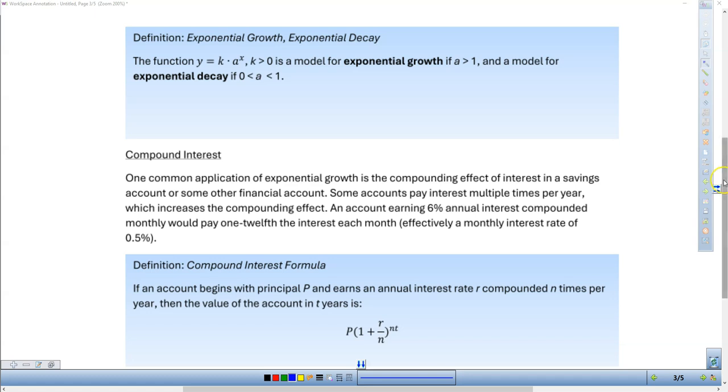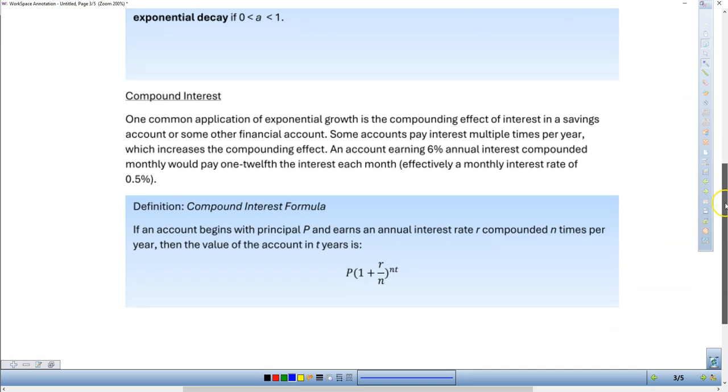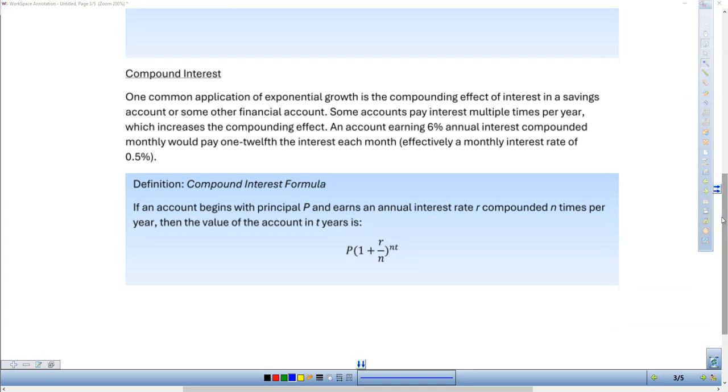Let's go ahead and apply this to another example and talk about compound interest. This is one common application of exponential growth that is used quite often. You see things like savings accounts or some other type of financial account. Now, some accounts will pay interest multiple times per year, which increases the compound effect. For example, an account earning 6% annual interest compounded monthly is going to effectively pay 1/12 of the interest every month. So you're really getting a monthly interest rate of about 0.5%.